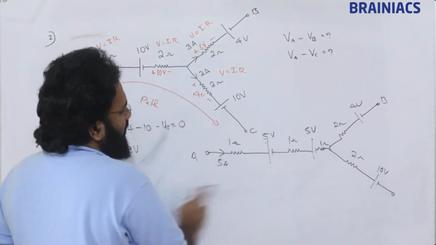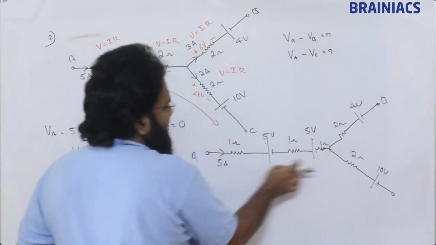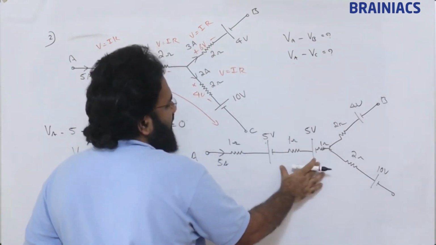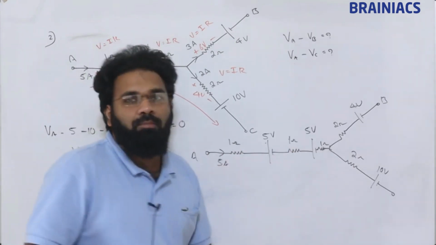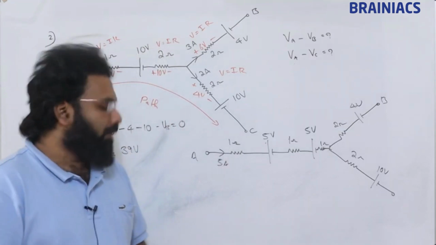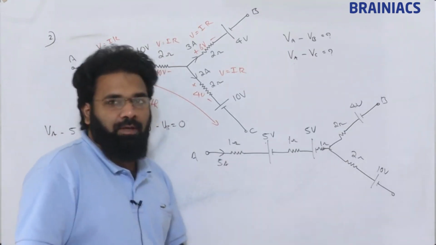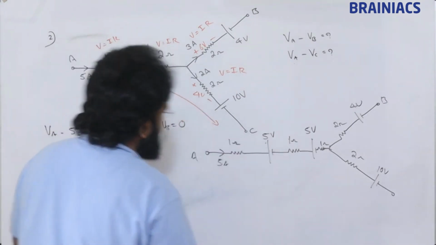Same value. So splitting the cells, if we solve: same polarity we add, different polarity we subtract, and if we substitute in the circuit, it will not make any difference. Clear? That also you can understand. So this circuit is the same as this one.